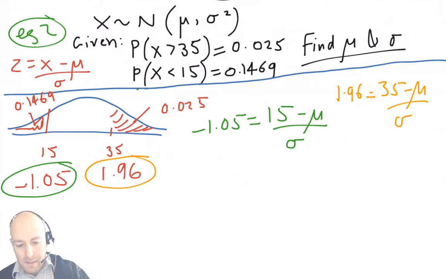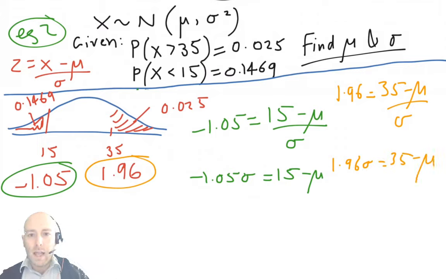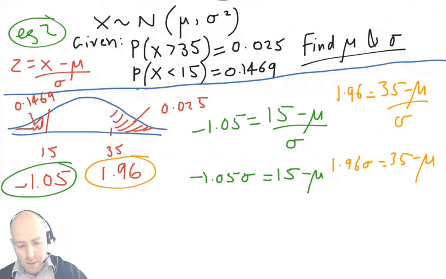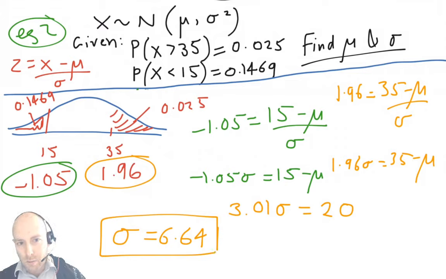I can times up by sigma to make these nice linear equations. So minus 1.05 sigma equals 15 take mu, and 1.96 sigma is 35 take mu, and solve these simultaneously. So I think the easiest way is if I do the yellow one, take away the green one, because the mu's will cancel. 35 take 15 will give me 20, and I can add the two sigmas because I'm subtracting a negative. So we'd get 23.01 sigma equals 20. And if you solve that, you get sigma equals 6.64. I can plug that back into either equation to find mu is 21.98.